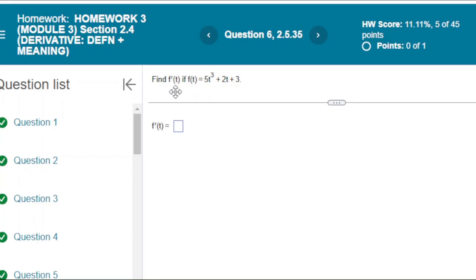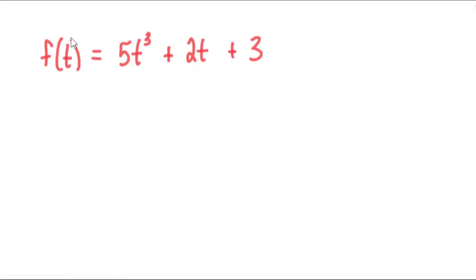What about this one? This is asking us for f prime of t if f of t is this. So here we're using t instead of x, but that's okay. In fact, here's our function f of t equals this. What is f prime of t going to be? Well, f prime of t, well, the derivative of 5t cubed is going to be 15t squared, right? We bring the 3 out front. 3 times 5 is 15. And then we lower this power by 1, 15t squared.